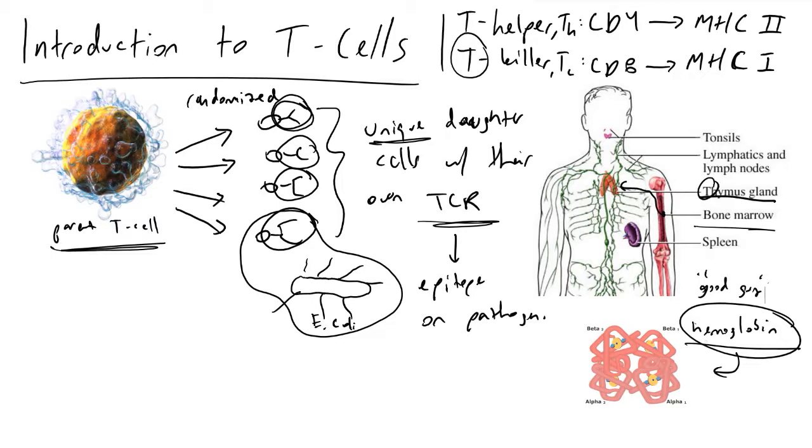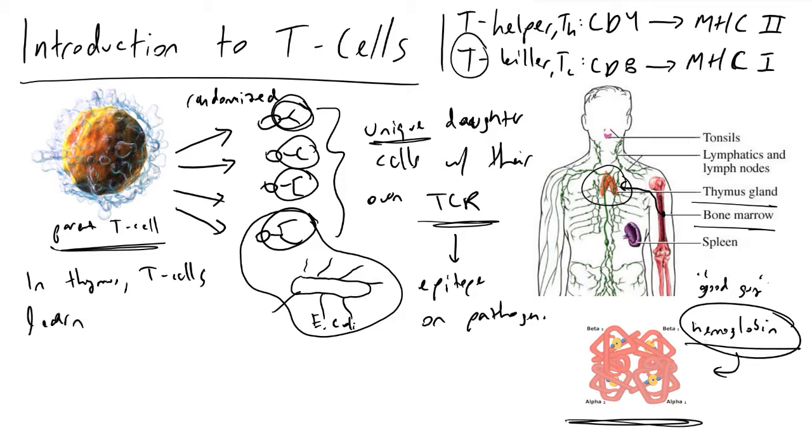And so the way your immune system overcomes this problem is that it will send your T cells to the thymus gland, and within the thymus gland is where you'll have a lot of what I call endogenous proteins present, like hemoglobin or insulin or other kinds of good guy proteins that you expect to find in the blood. And that is where your T cells will essentially learn. So in the thymus, T cells learn who is good.